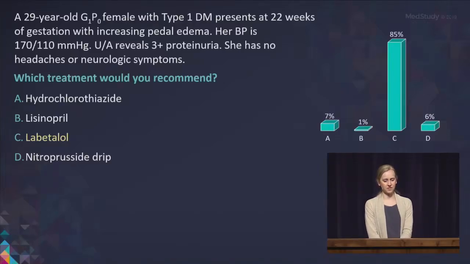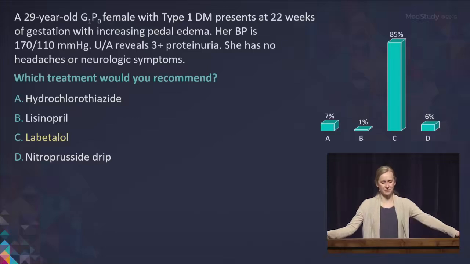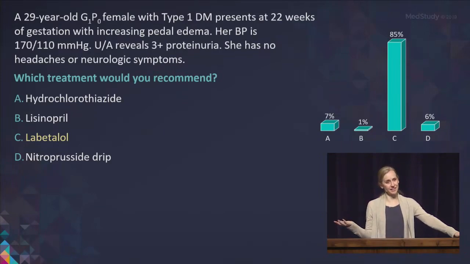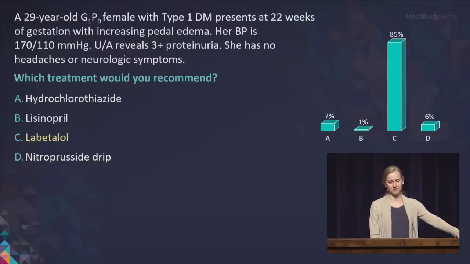Perfect, labetalol. So first of all, because we love labetalol in pregnant ladies, right? Beta blockers are outstanding for these women along with calcium channel blockers, but also because diuretics, ACE inhibitors, and nitroprusside are actually contraindicated in pregnancy. So knowing what's contraindicated in pregnancy is half the battle here.